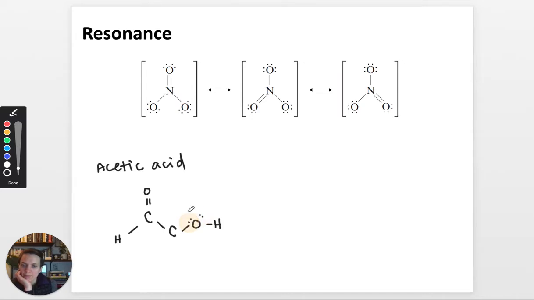Okay, so I would never ask you guys to draw this yourself. Everything that you're asked to draw for Lewis structures is going to have a central atom. So this is a little bit more advanced, but it does a great job of showing this movement of electrons. So one thing that we know is that this is an acid.